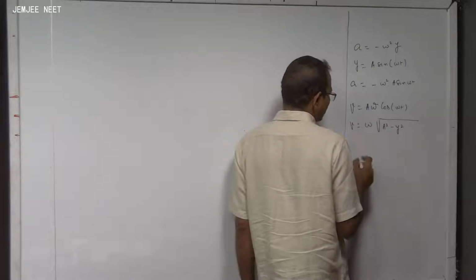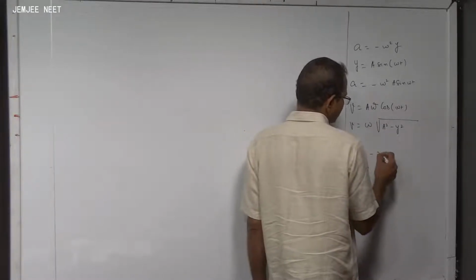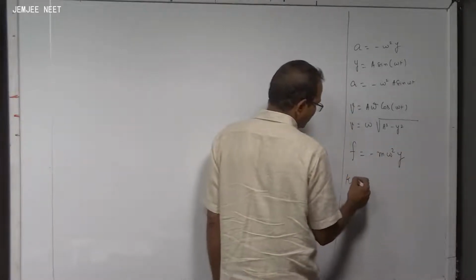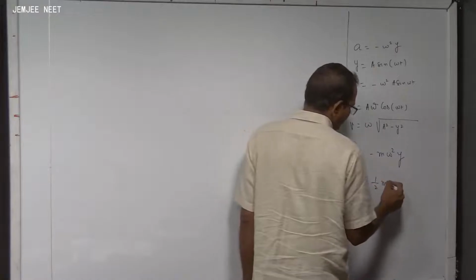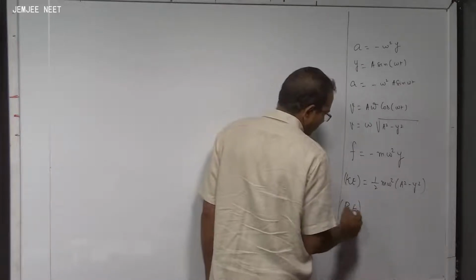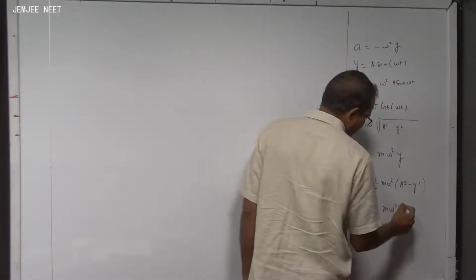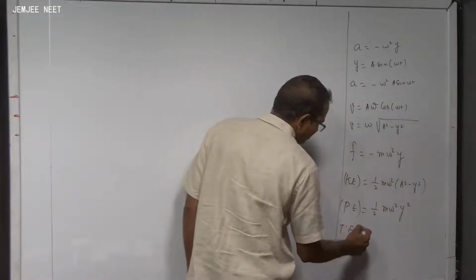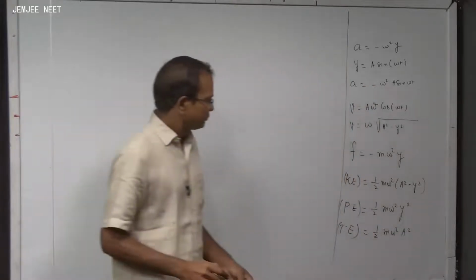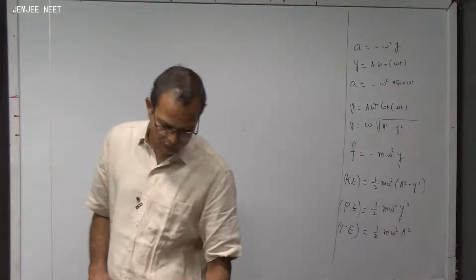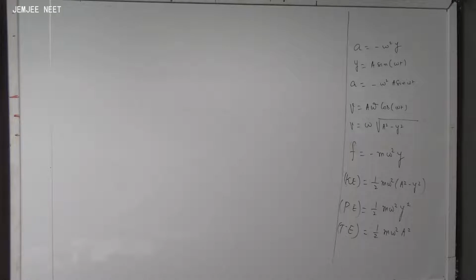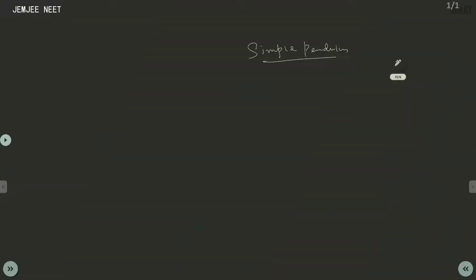Acceleration is finished. After that, what did we see? F is equal to minus m omega square times y. Kinetic energy formula: half m omega square times a square minus y square. Potential energy formula: half m omega square y square. Total energy formula: half m omega square a square. Any doubt in this? Whatever formula I have written here, any doubt? No, sir. Good. I take you back to the simple pendulum.